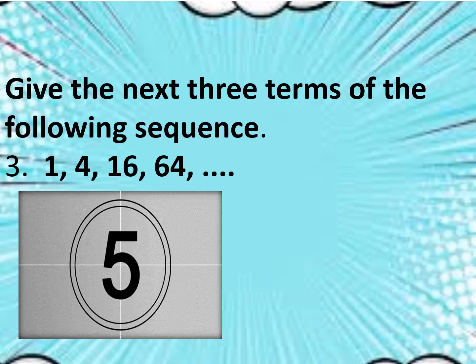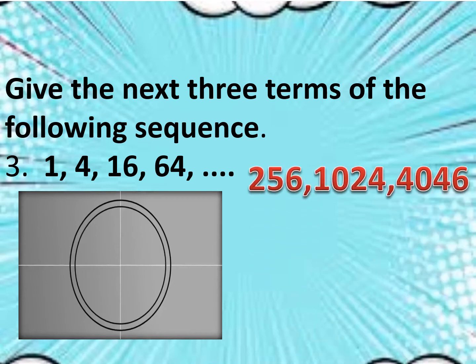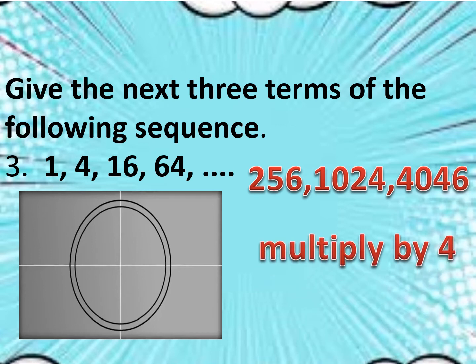Let's proceed to number 3. 1, 4, 16, 64. And we have 256, 1024, 4096. We multiply by 4.